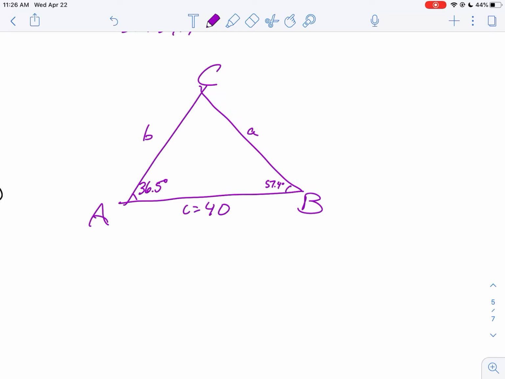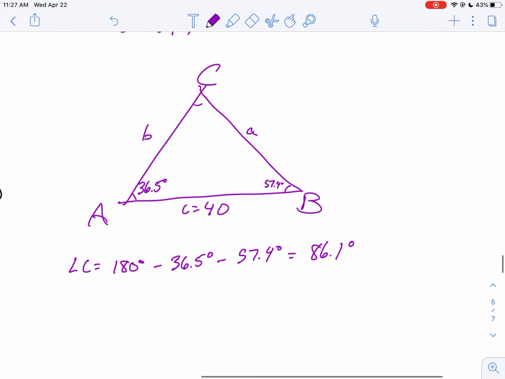We've got 2 angles in my triangle, right? If you know 2 angles, you can find the third. So we can find angle C because we know there's 180 degrees in the angles of a triangle. So if I subtract A and subtract B, that gives me angle C. Angle C ends up being 86.1 degrees.